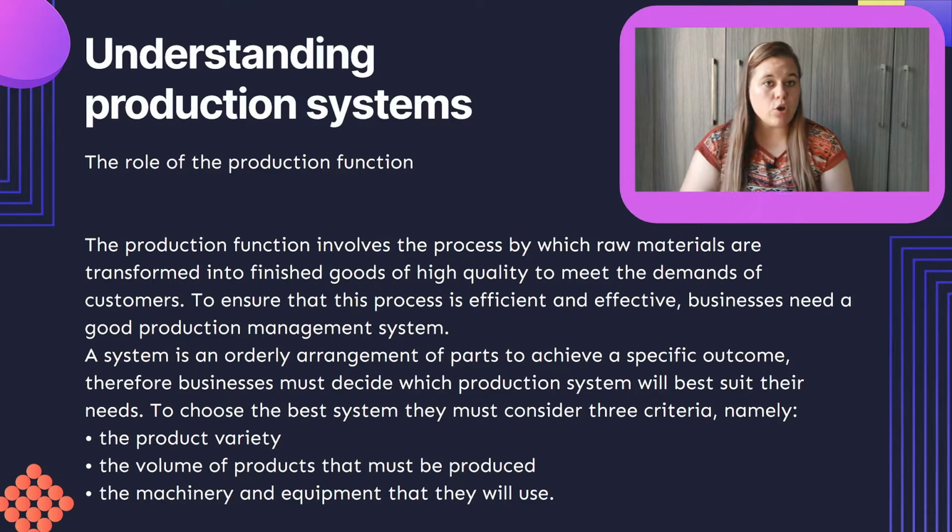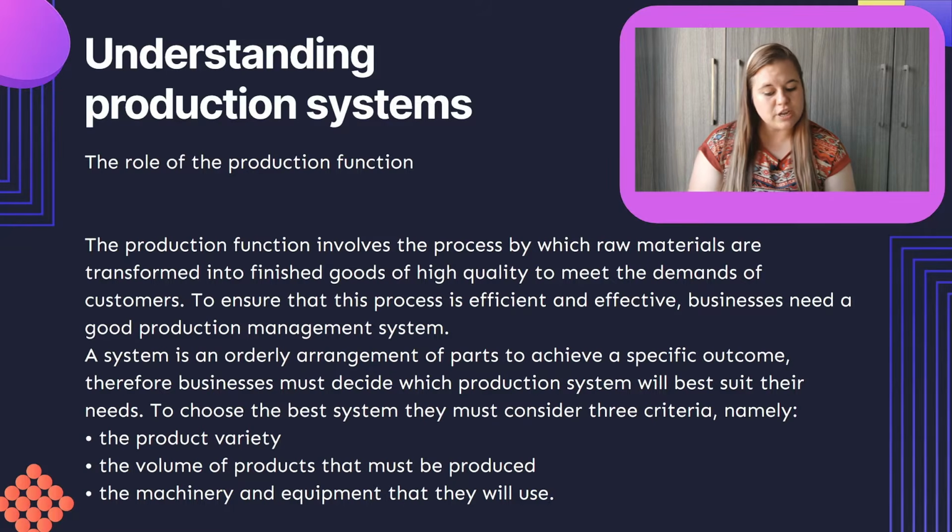All right, so understanding the production system as a whole. So we look at the role of the production function. The production function involves the process by which raw materials are transformed into finished goods of high quality to meet the demands of the customers. To ensure that these processes are efficient and effective, businesses need a good production management system. A system is an orderly arrangement of parts to achieve a specific outcome. Therefore, businesses must decide which production system will best suit their needs.